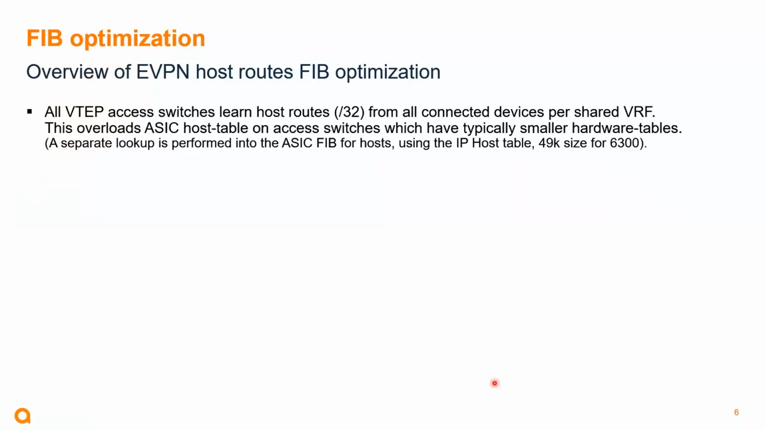In terms of overview, let's start with what it means exactly. All the VTEP access switches, remember this is a campus use case, will learn /32 EVPN host routes of all the connected devices per shared VRF, on all the VTEPs in the fabric. This will overload the host table of the ASIC on those access switches, as those are typically the 6300, with a medium-small hardware table size. A separate lookup is done on that host table in the FIB, and the size is 49,000 entries for the 6300. So we want to optimize so that we do not consume those 49,000 entries quickly in the campus.